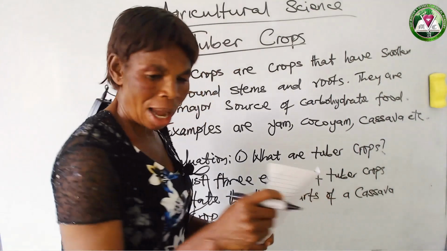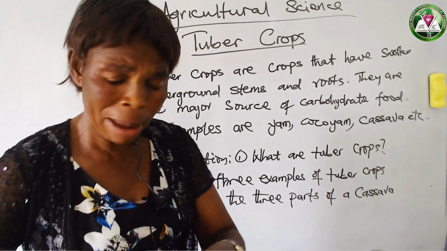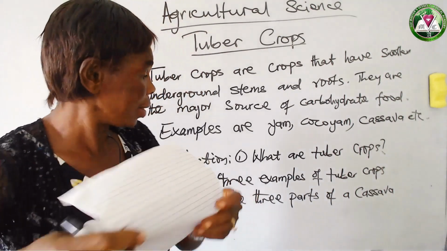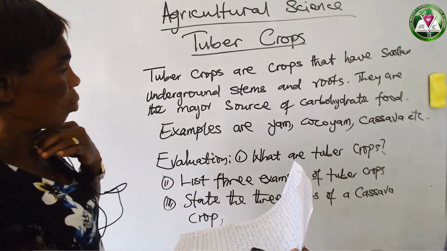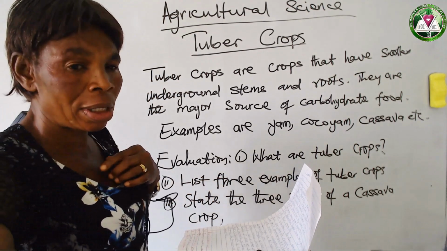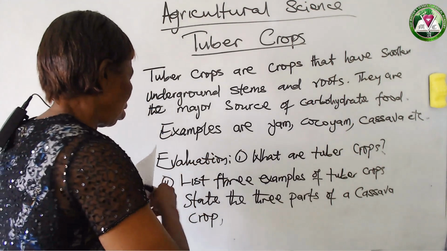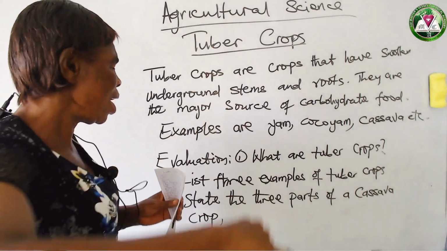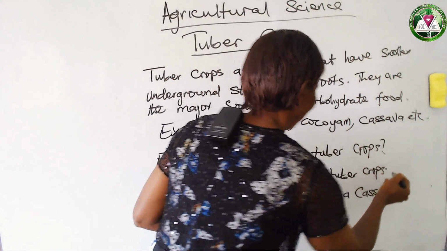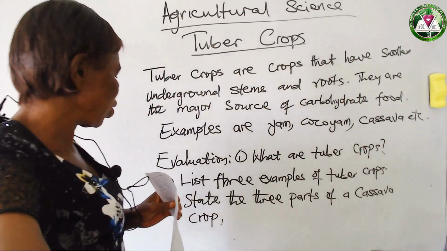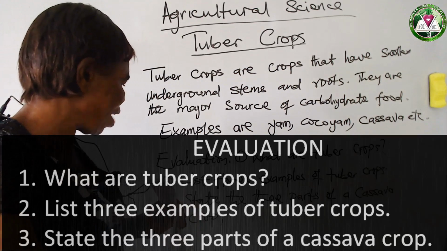Yes, I have come to the conclusion of the lesson. But remember that these are the questions. Number one question is, what are tuber crops? Number two question is, list three examples of tuber crops. Number three question is, state the three parts of a cassava crop.